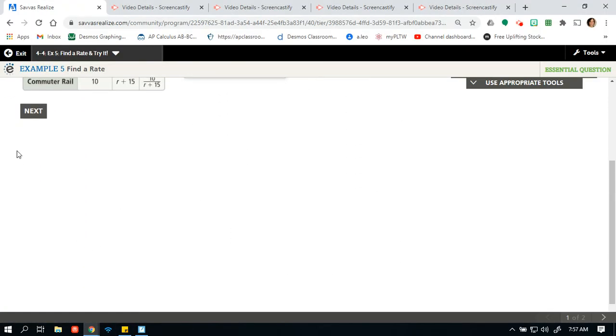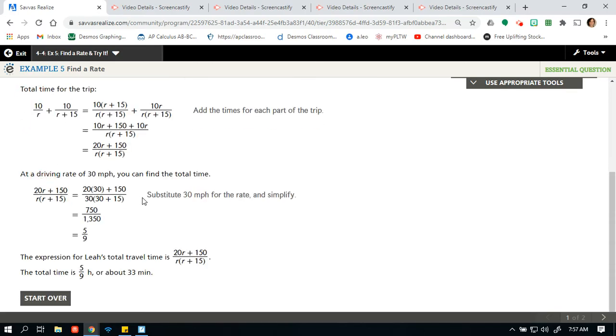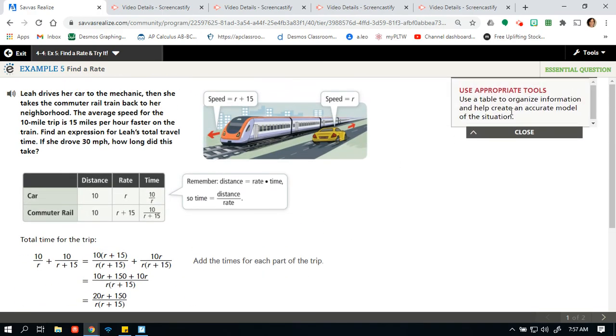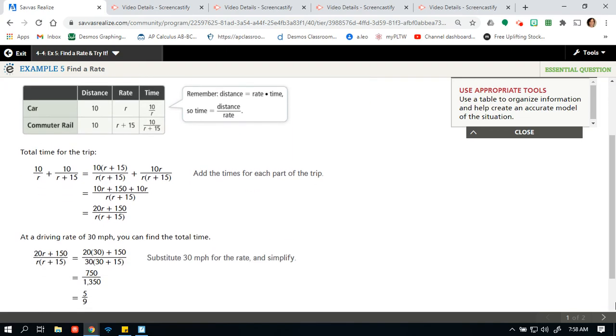All right, so let's go see how they did it. Oh, they said 5/9 of an hour or 33 minutes. All right, so use the appropriate tools. Use a table to organize information, help create an accurate model of the situation. So remember that distance equals rate times time, so that time is equal to distance over rate.